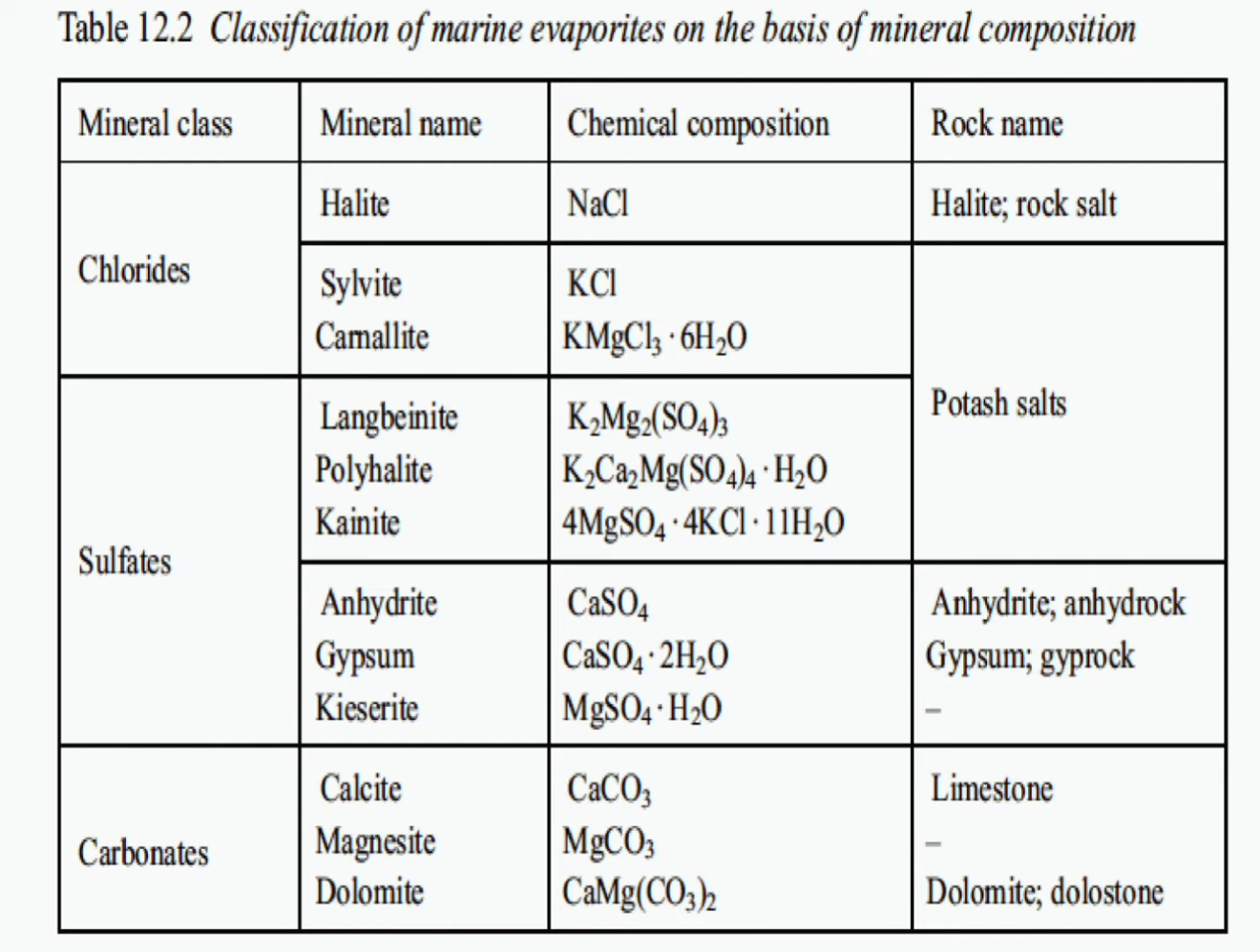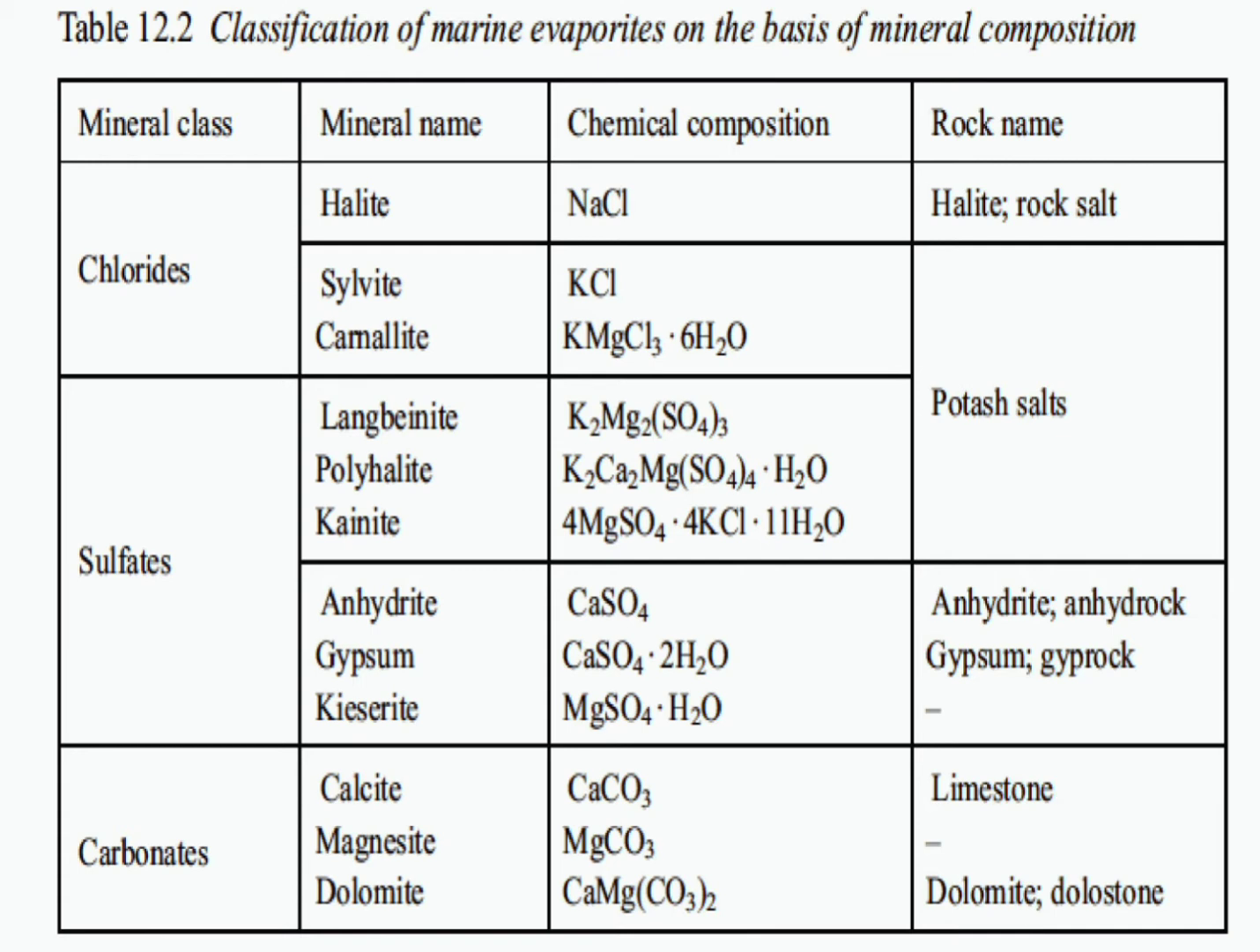And anhydrite, gypsum and kieserite, you all know that, and that is anhydrite and gypsum. Carbonates, you all know limestone and dolomite. So this is not that much important, but you need to know their names, the mineral class in which they occur, and what the chemical compositions are.